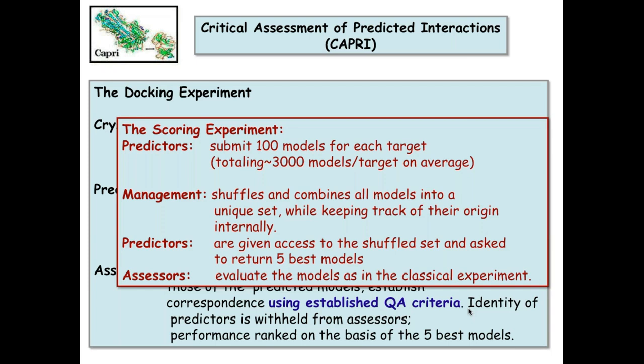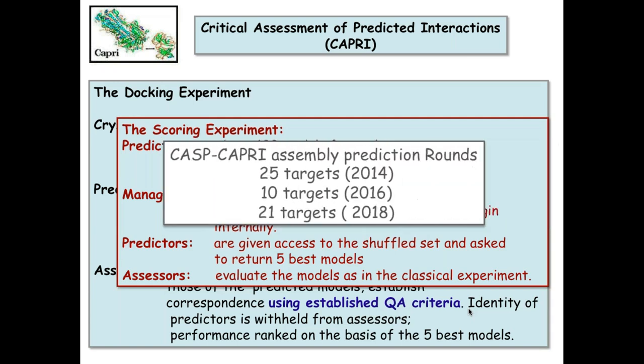So these 2 experiments are run one after the other, the scoring experiment after the predicting one. We also had 3 CASP-CAPRI assembly prediction rounds, in 2014, 2016, and 2018. One was very recent, with a large number of targets. These prediction rounds are run over a period of about 1 to 1.5 months during the summer, and it's a quite tight schedule for the predictions.